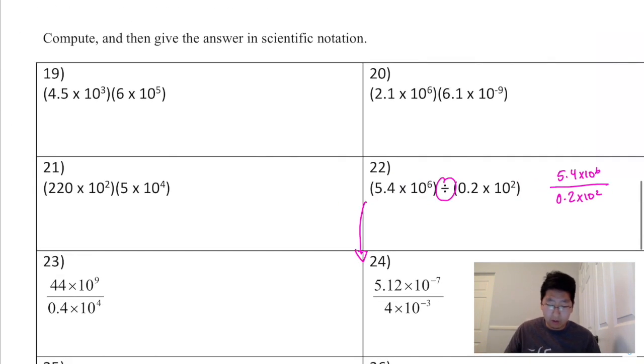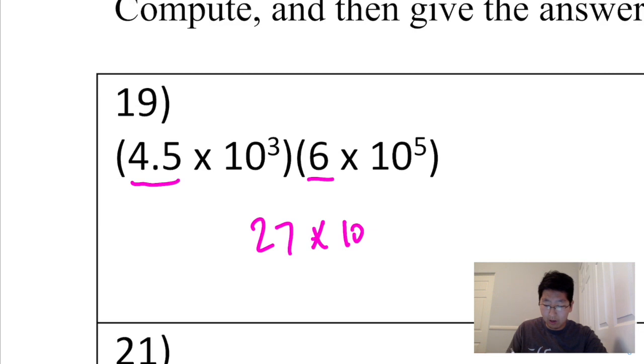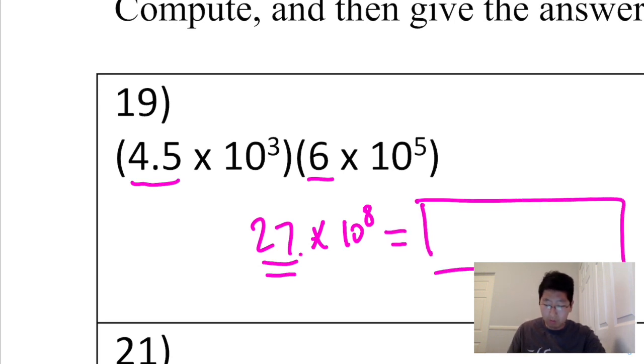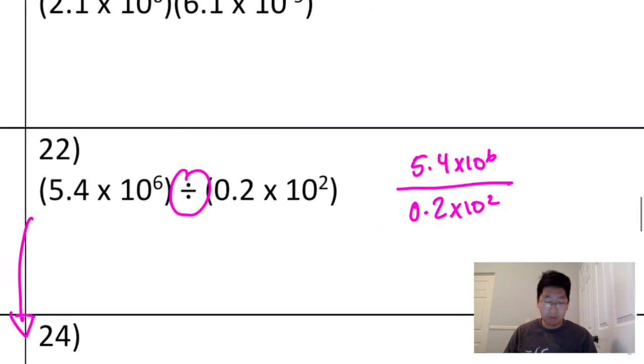Okay, so here let's multiply. 4.5 times 6 is 27, and then times 10 to the 8th. Now you need to know that 27 is not in scientific notation, so you need to move that over. Okay, find the answer. The decimal point is here. Don't forget this. So that's number 19.